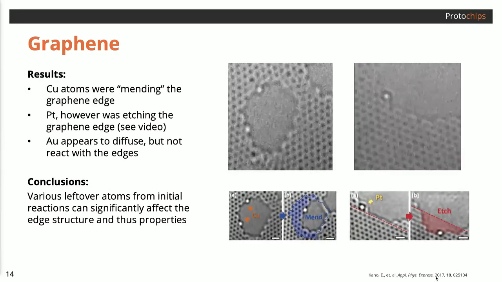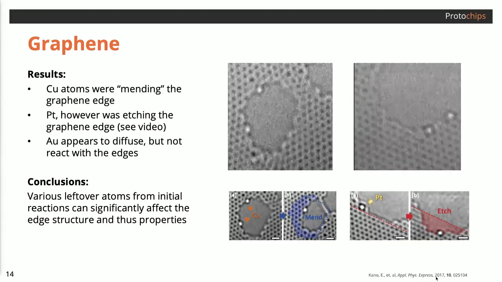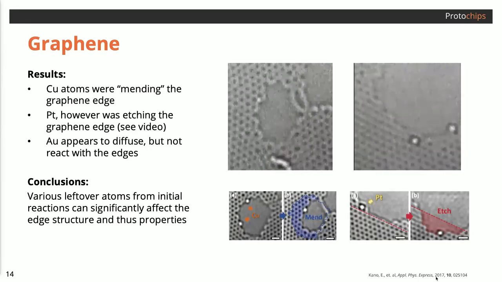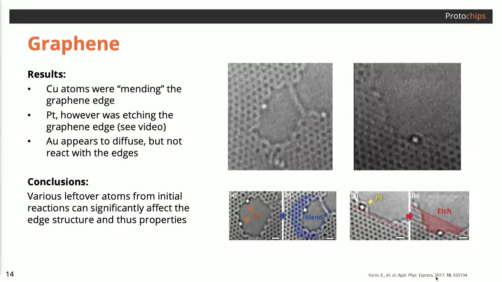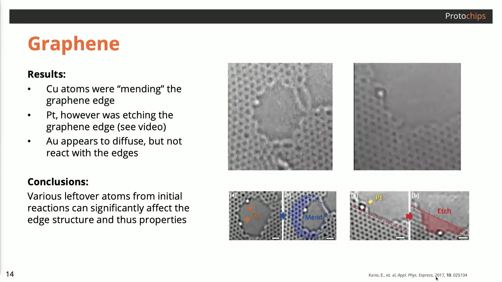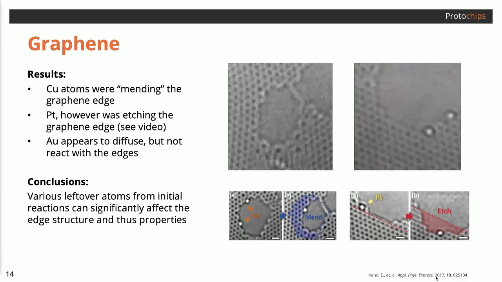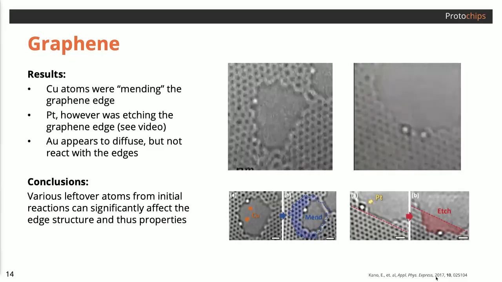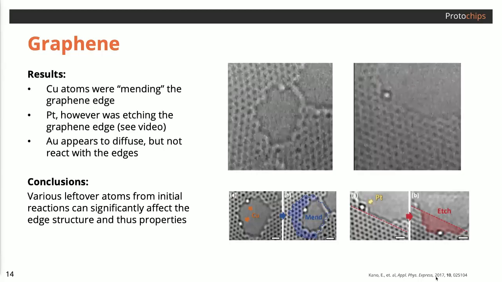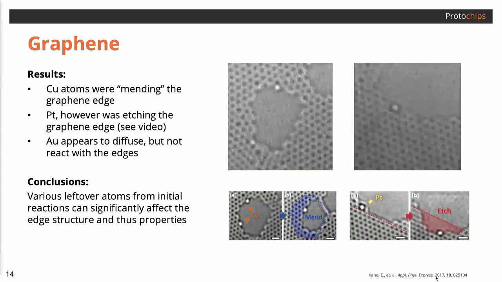And what you can see here are some of the results they found. As you can see in the two movies, the platinum atoms on the right move around and etch away the carbon atoms at the edge of the graphene sheets. And on the left, you can see an example of copper and gold atoms, which had a different effect on the edge of the graphene. They actually mended the edge instead of removing it.